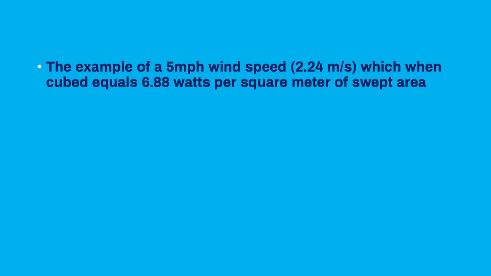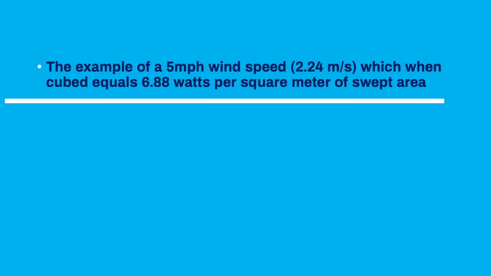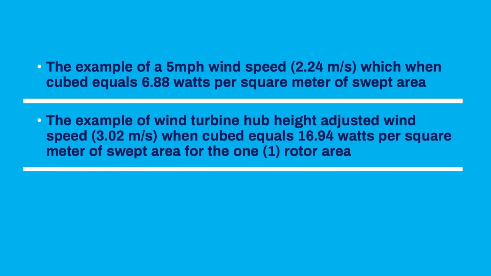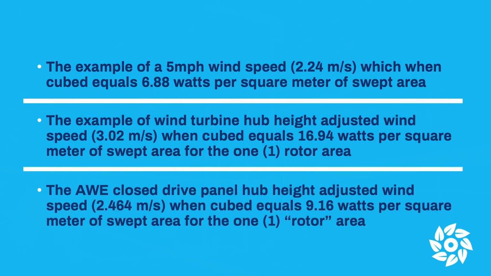The example of a 5 miles per hour wind speed, 2.24 meters per second, which when cubed equals 6.88 watts per square meter of swept area. The example of wind turbine hub height adjusted wind speed, 3.02 meters per second, when cubed equals 16.94 watts per square meter of swept area for the one rotor area. The OAR closed drive panel hub height adjusted wind speed, 2.464 meters per second, when cubed equals 9.16 watts per square meter of swept area for the one rotor area.